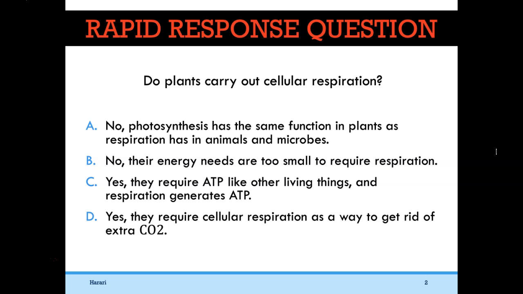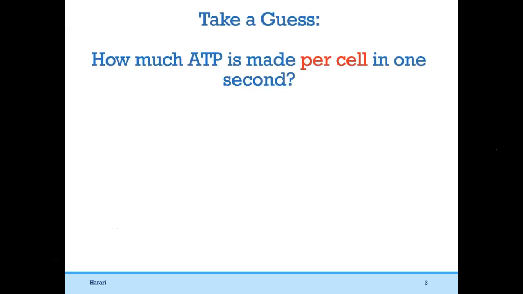Plants absolutely carry out cellular respiration, as do all living things, because all living things require ATP, and respiration generates ATP. How much ATP do you think is made per second in one of your cells? All of your cells require ATP to function, but think about how many molecules of ATP could be made per cell in 1 second. 10 million. So each one of your cells can make 10 million ATP molecules per second.